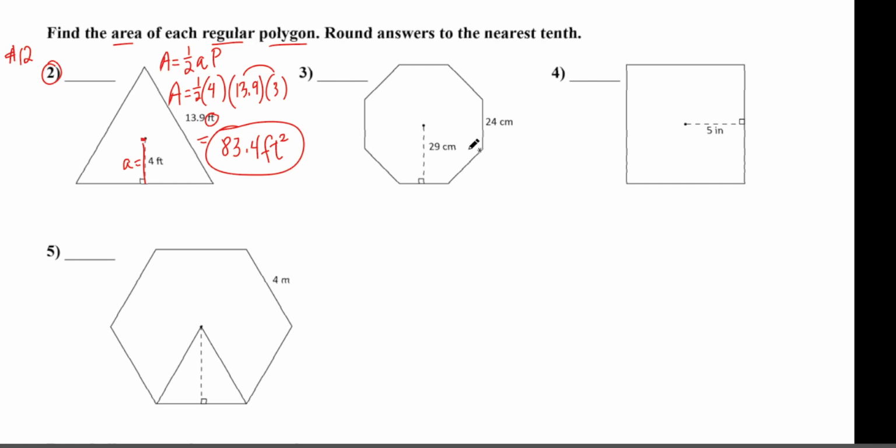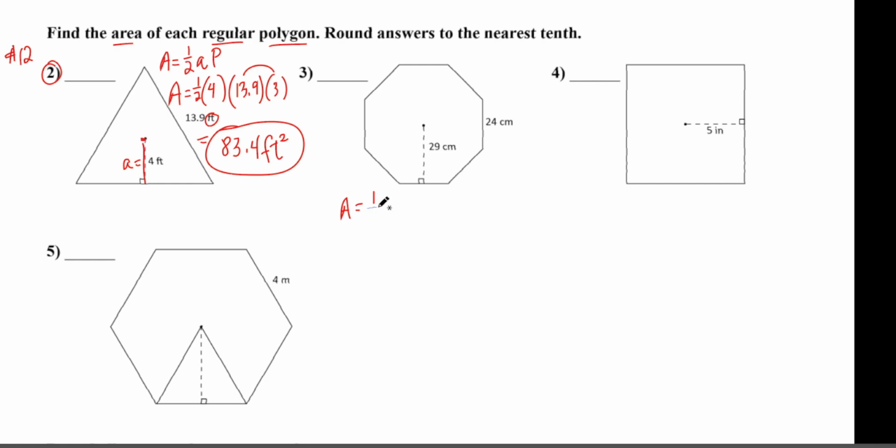Okay? Let's do this one. Almost identical, except it's not a triangle, but it's still a regular polygon. What does it mean to be a regular polygon? All the sides are equal and all the angles are equal, okay? We're not really even worried about the angles right now. We will on number 5, but right now I'm just worried about all the sides are equal.